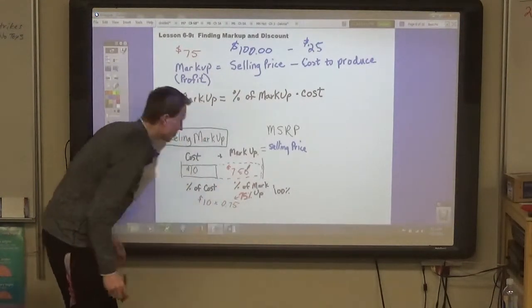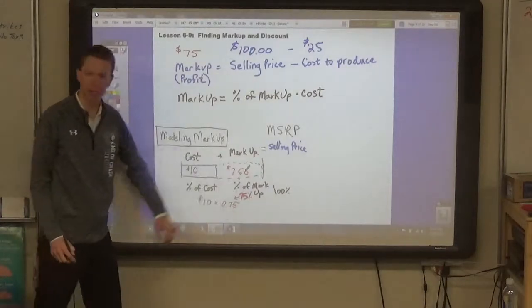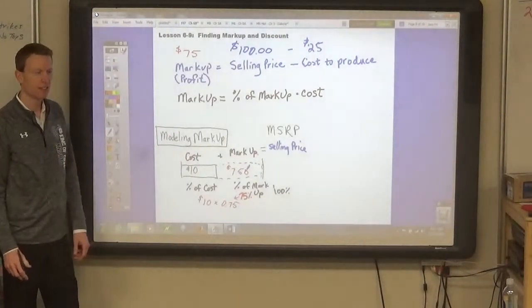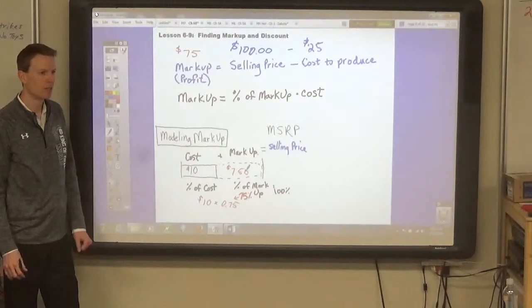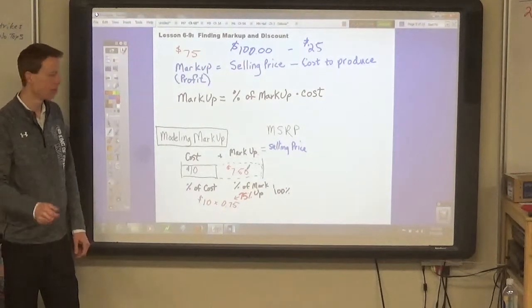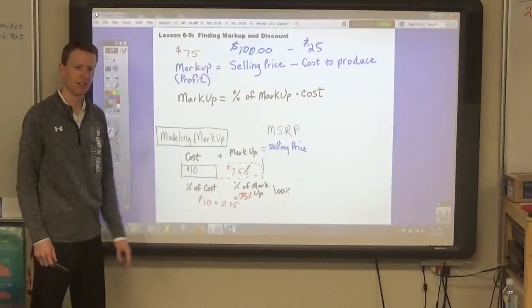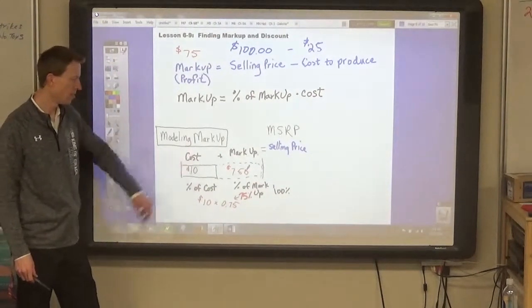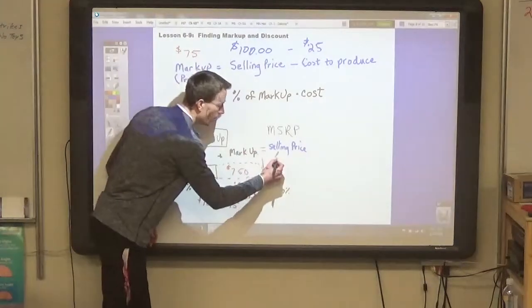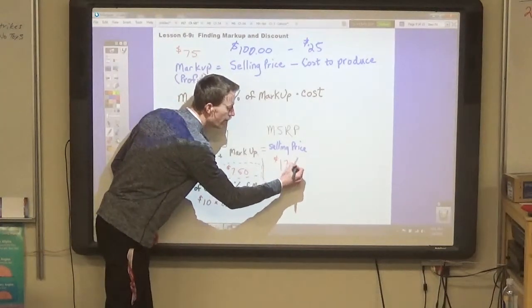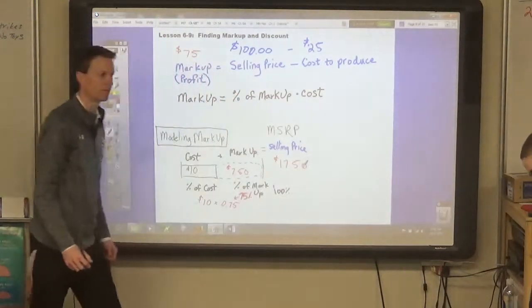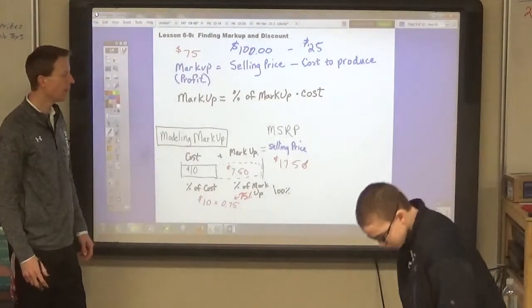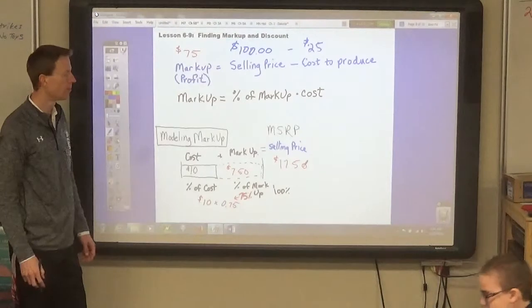$7.50. So then what is the selling price in this case? Then what's the selling price? Garrett? 10 plus 7.50. $17.50. Yeah. $17.50. Okay? So that's a 75% markup. All right?